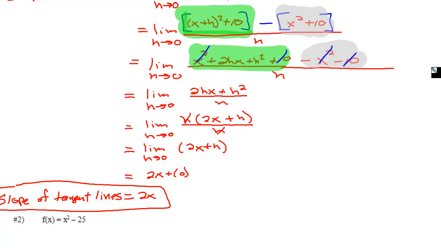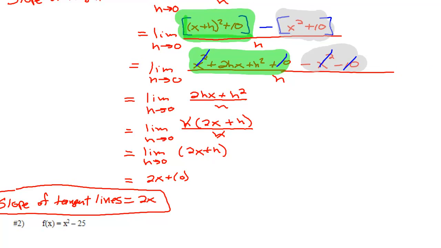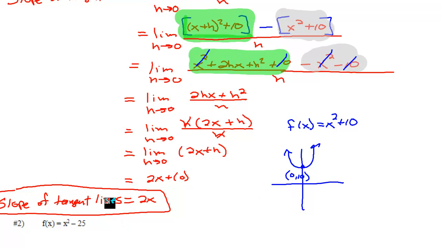I'm not going to do this for every problem, but let me do it for this one. The original function here was f of x equals x squared plus 10, which looks something like this. The vertex here is at 0, 10. If you want to know what the slope is at any point on this graph, for example, this point right here, incidentally, that point is going to be the point 1, 11. Because you put 1 into this function, 1 squared is 1 plus 10 is 11.